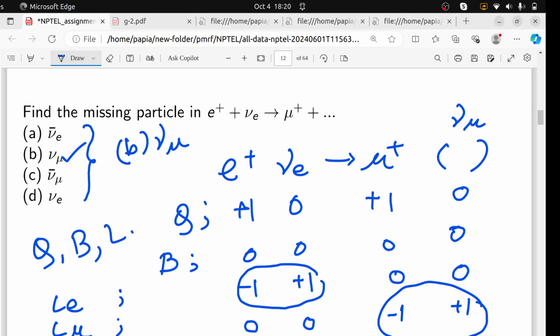Okay. So to find the missing particle, we just need to check what the values are for Q, B and Le, L mu, L tau. Then we can identify what the missing particle is.